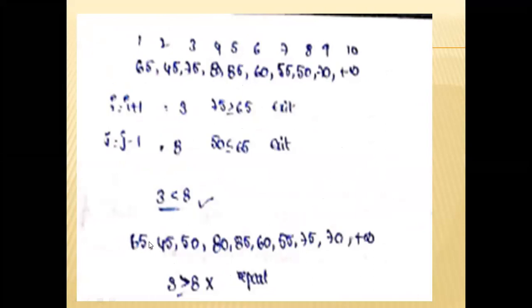So the new elements are 65, 45, 50, 80, 85, 60, 55, 75, 70. Here the third element is replaced with the fifth element. So the new elements are 65, 45, 50, 80, 85, 60, 70, 55, 75, and 70.